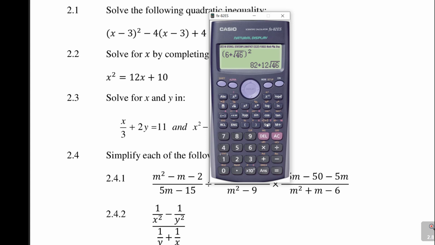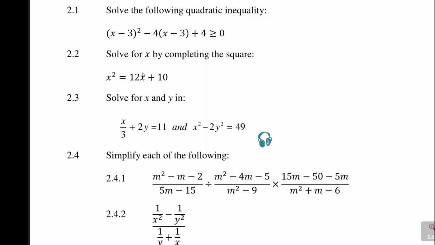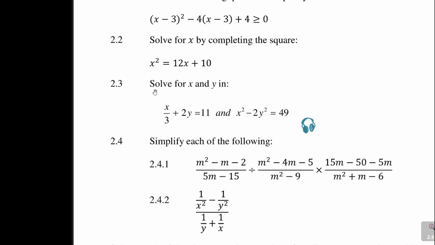I'm getting 163,387 on the other side. Let's do the right hand side, which is 12 times bracket 6 plus square root of 46, and then plus 10. You just compare. Let's see if we get it. There it is, it was 163,387. So that's what you do to test your answers if they're correct. Alright, so far so good. Let's move on to the next one.